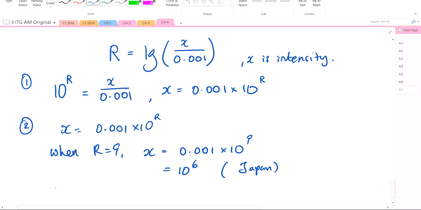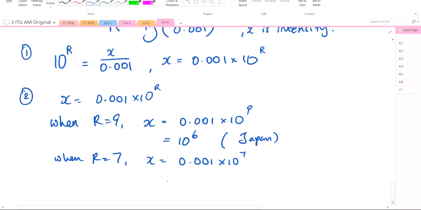Then for New Zealand, when R equals 7, X equals 0.001 times 10 to the power of 7, and we get 10 to the power of 4. This is for New Zealand.